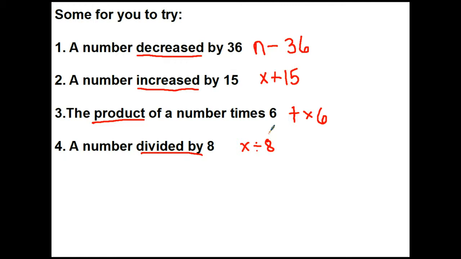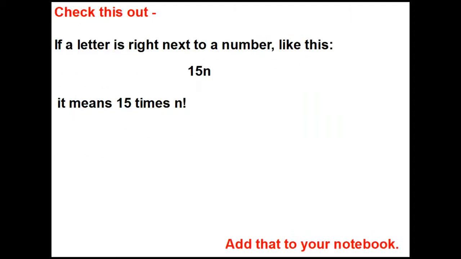Okay. If you got them wrong, don't worry about it. Leave them in your notebook. You can learn as much from what you miss as from what you get right. Check this out. If a letter is right next to a number like this, see the 15 at the end squished together? It actually means 15 times n. So when we squish numbers and letters together, we're multiplying them. Add that to your notebook real quick.